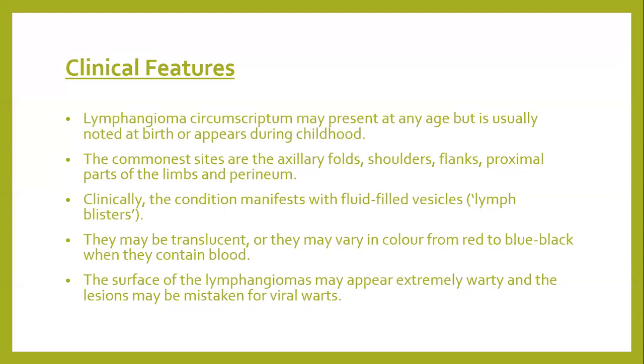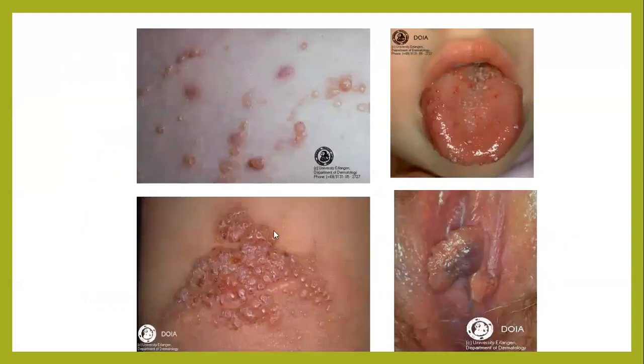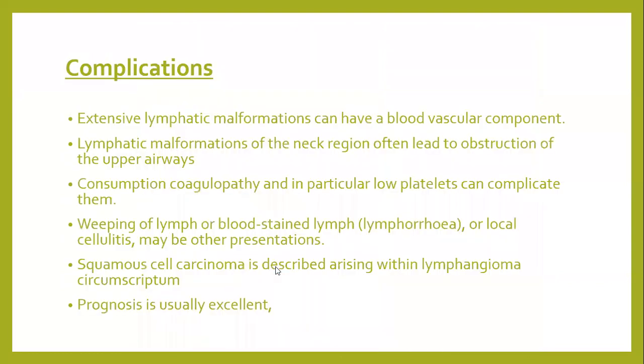Clinically, the condition manifests as fluid-filled vesicles, which are also known as lymph blisters. These are translucent, but may vary in color from red to blue to black when they contain blood. Usually there is no blood, so they appear translucent. The surface of the lymphangiomas may appear extremely warty, and the lesions are mistaken for warts. So you can see these lymphangioma circumscriptum, they look like warts. If in doubt, if you puncture these lesions, clear fluid extrudes. So this is a very useful distinction from solid warts.